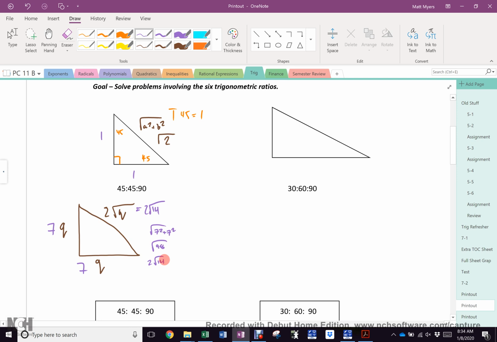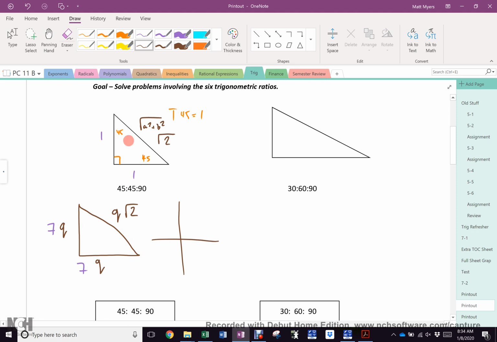Sorry, I'm screwing that up. Such an idiot. 7 root 2. The root 2 stays. It's always q root 2. So 7 root 2. First thing in the morning. Is everybody okay with this? This is the easy one. Is everybody good? Why is it the easy one?